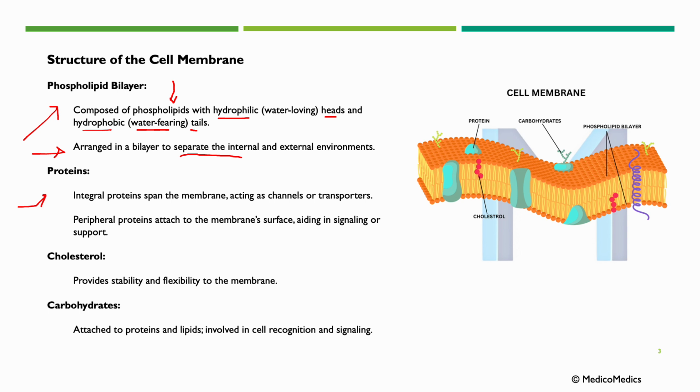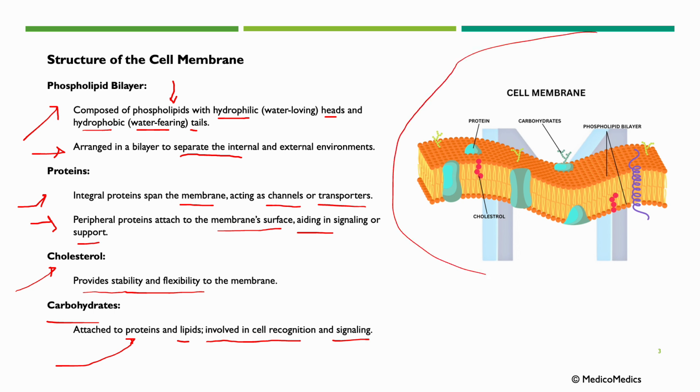Furthermore, we have proteins. Integral proteins span the membrane, acting as channels or transporters. We also have peripheral proteins attaching to the membrane's surface. These aid in signaling or support. Another thing is cholesterol, which provides stability and flexibility to the membrane. We also have carbohydrates that are attached to proteins and lipids. These are involved in cell recognition and signaling.